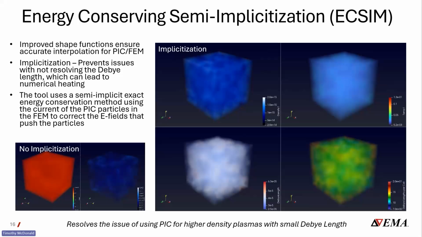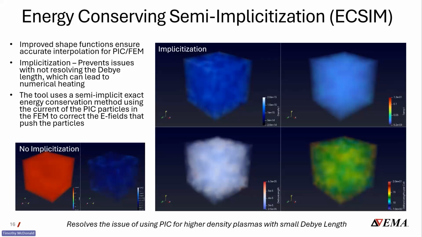And then we have implicitization to handle the Debye length limits. So traditional PIC requires mesh resolution smaller than the Debye length, which is very small in this dense of a plasma. And that can be extremely demanding. It may not be computationally possible. So our semi-implicit scheme relaxes this requirement a little bit, preventing numerical heating, even when our spatial steps are large, and it allows us to do that without losing accuracy.